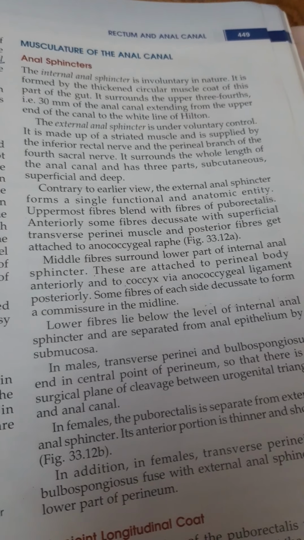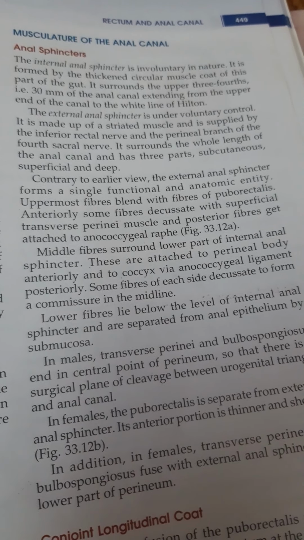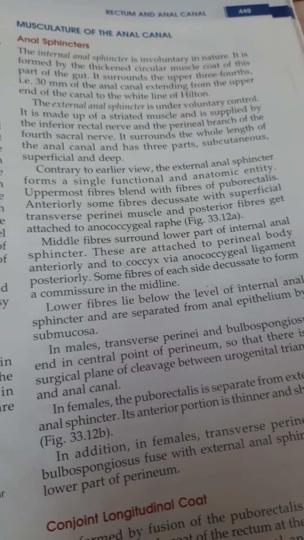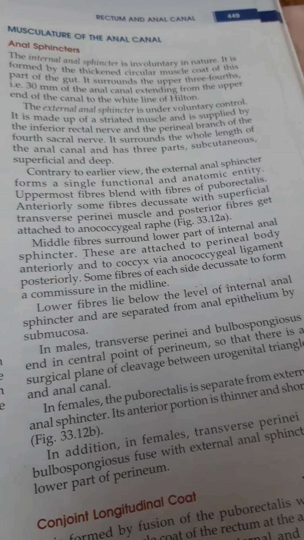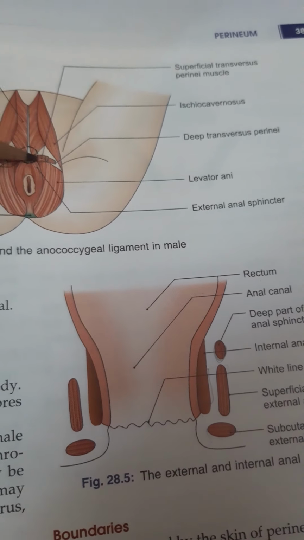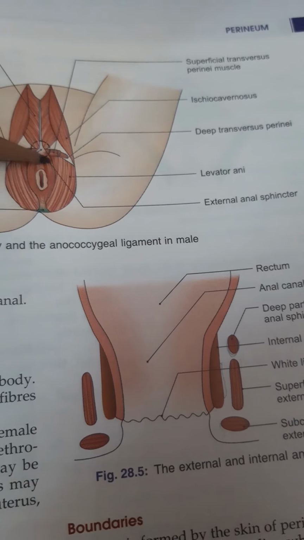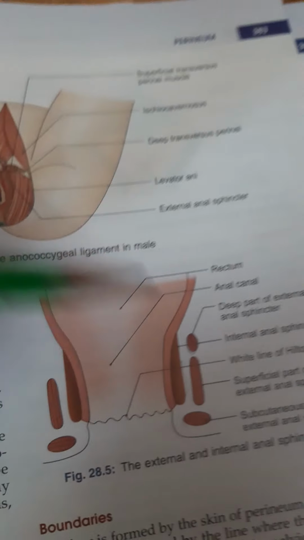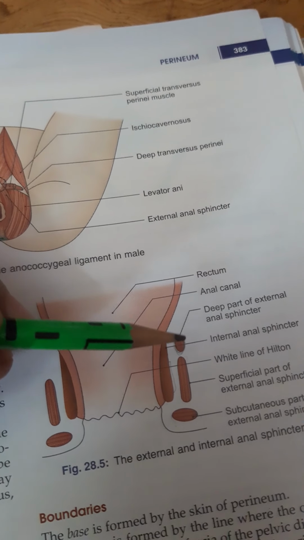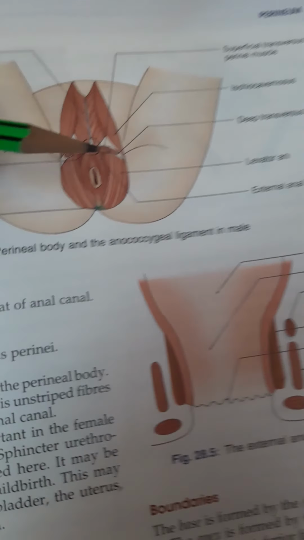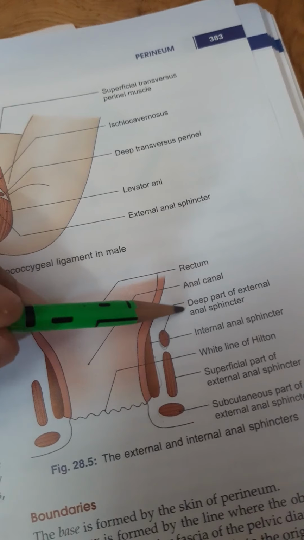that the uppermost fibers blend with the fibers of the puborectalis. Anteriorly, some fibers decussate with superficial transverse perineal muscle, and posterior fibers get attached to the anococcygeal raphe. So we can see here that they said that the upper fibers, this is the external anal sphincter, so just beneath the skin, and so the deep part of the external anal sphincter, or the upper part of the anal sphincter, it usually blends with the puborectalis.